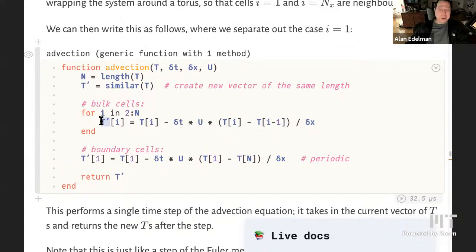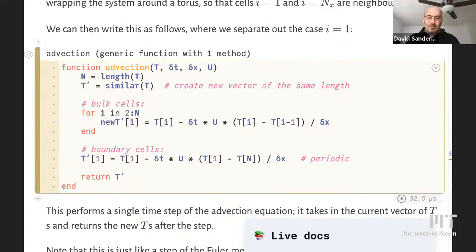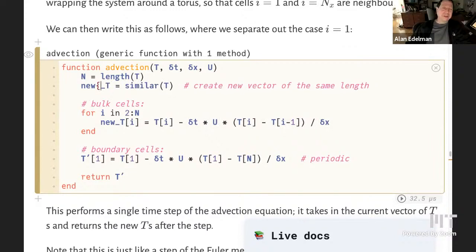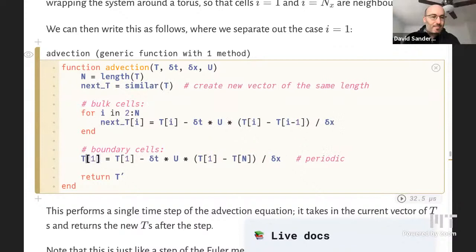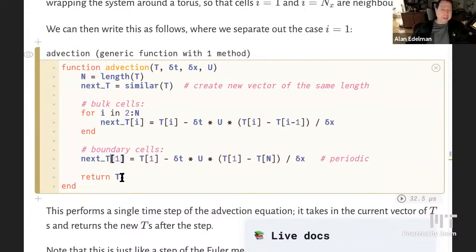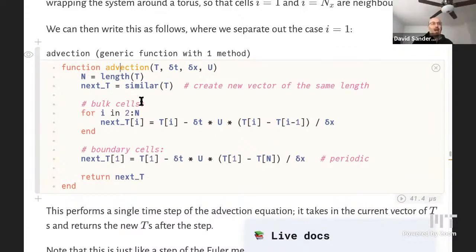Yeah, it's just the mathematical t prime as in a new value of t. Yeah, I could have called this new t. Maybe I should just call this new t. So that, yeah, I like that much better. Or next t or something like that. Next t, yeah. Yeah, much better. Okay, yeah, thanks.